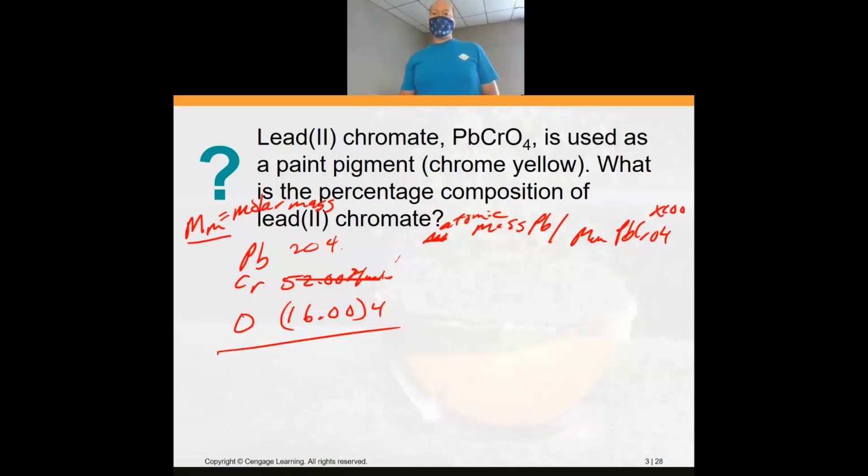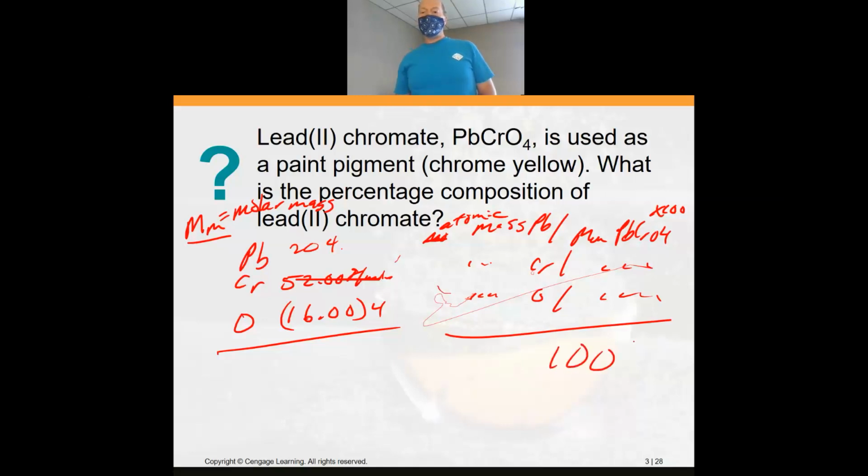You would have to do the same thing, but this time chromium. You take the atomic mass that the oxygen gave, divided by the same thing. All right, and when you add up these percentages, they have to add up to 100%. So when you take the percent lead plus the percent chromium plus the percent oxygen, that's how you make lead chromate. And so that has to equal 100%.